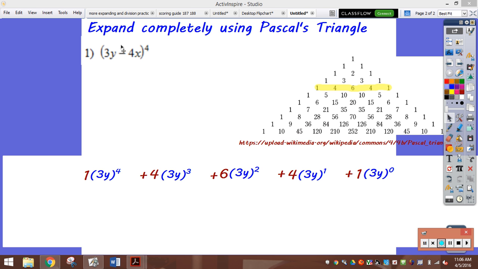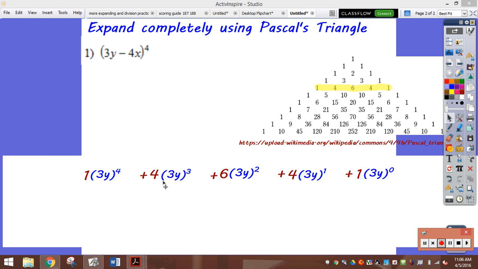Now, the second term in your binomial goes in reverse. So instead of starting at the fourth power, it starts at the 0 power, and it goes up by 1 each time. So I'd have negative 4x to the 0 power, to the first, second, third, and fourth. And just a note, keep in mind that this subtraction means that there's a negative that travels with this 4. So when I put it in parentheses for my polynomial, I include that negative.